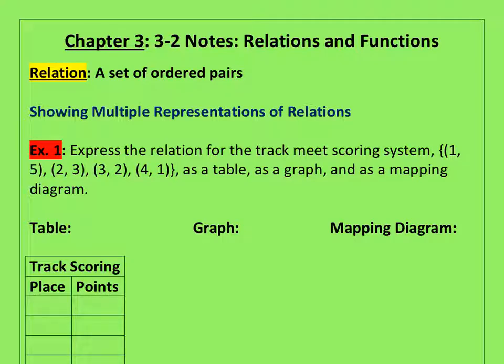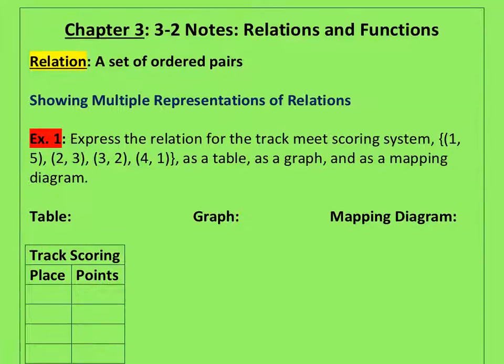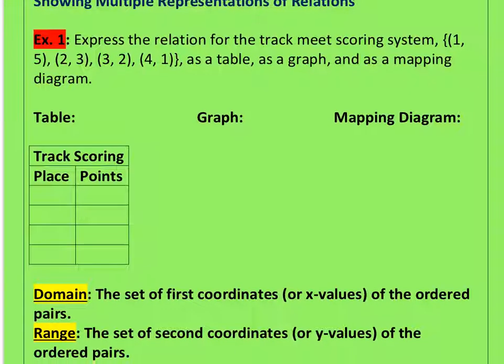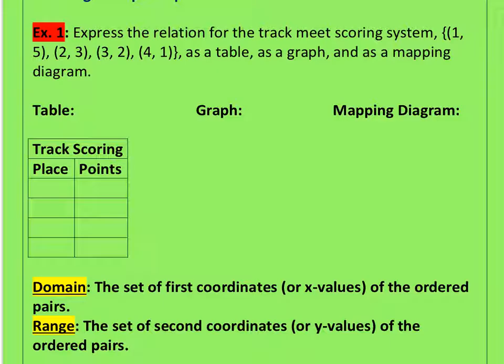So let's discuss how we actually show a representation of a relation. One of them, as you can see here, is just a list of ordered pairs. There are 4 ways. Another way is a table of values. So here's our table of values. You're told that this list of ordered pairs is track scoring: the place that somebody placed in their track event and the number of points that they earned.